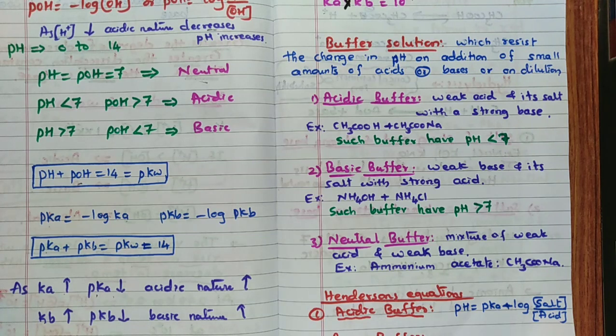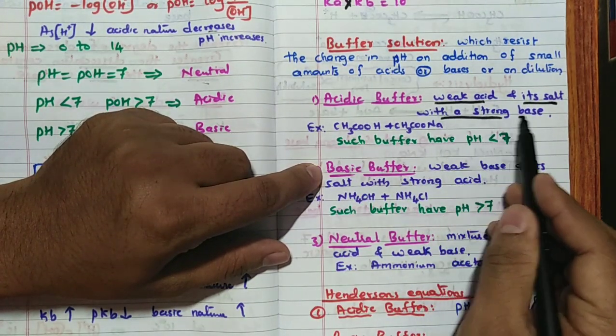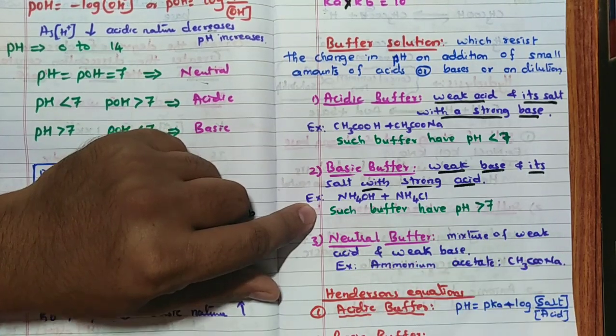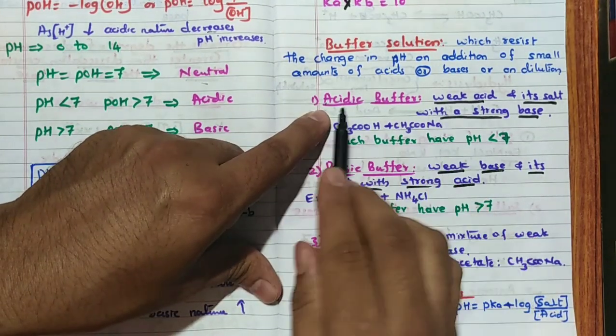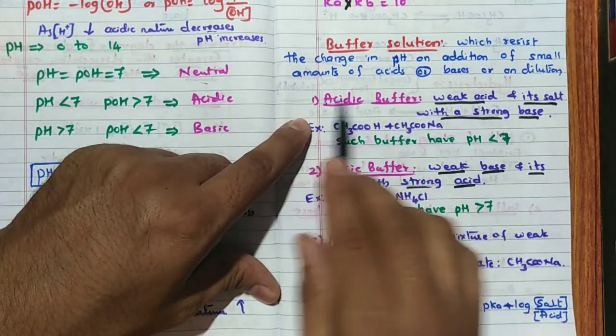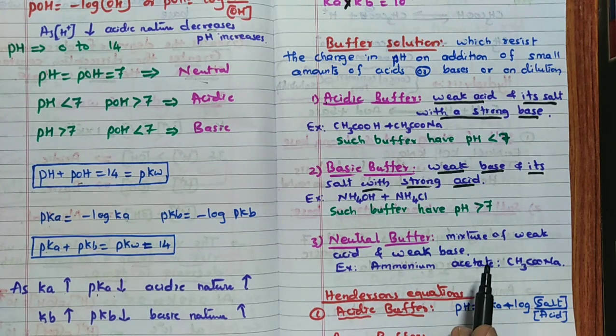But remember what all the substances are going to form a buffer solution. Acidic buffer is weak acid and its salt with a strong base. Basic buffer is weak base and its salt with a strong acid. Always remember, acidic buffer starts with weak acid; in basic buffer the base is weak; in acidic buffer the acid is weak. In the exam, by giving combinations of acid and base, they can ask you to identify which one will form a buffer solution.